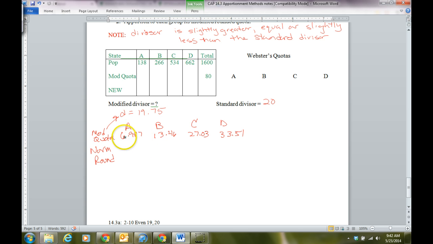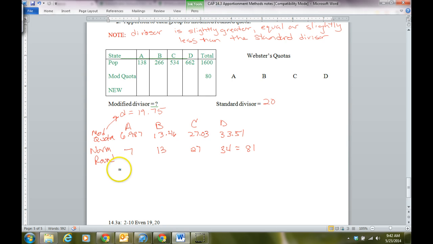So rounding this one, this would go up to 7. How about this one? 13. Actually, would it go to 13? Yep, it goes down because it's a 0.4. C is 27.03, so we're going to go down to 27. And this one would be 34. So if you add all that up, you get 81. So that one's not going to work for us. We need it to equal 80.